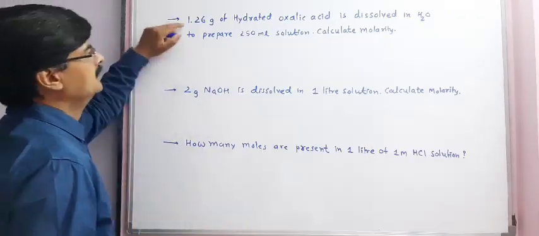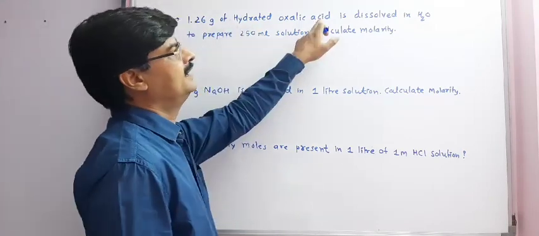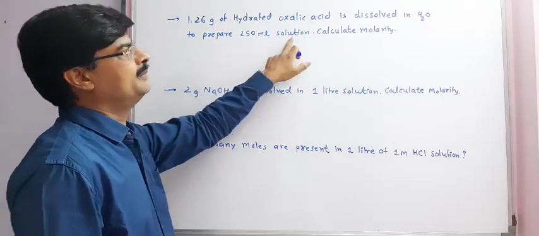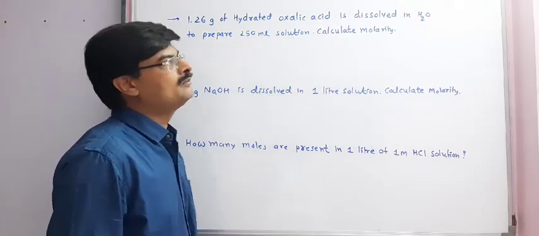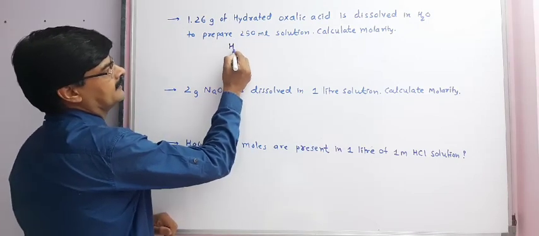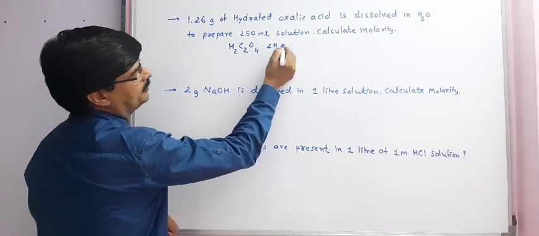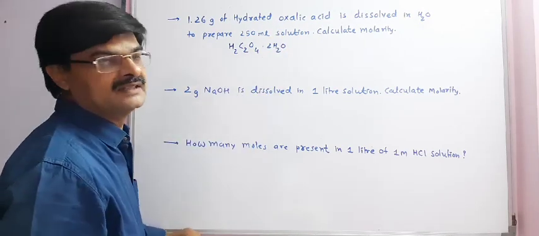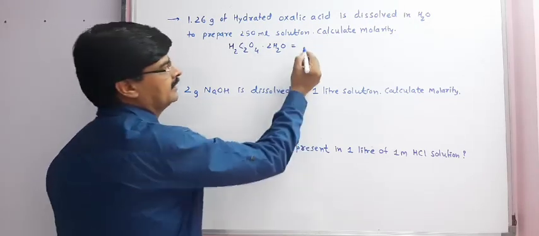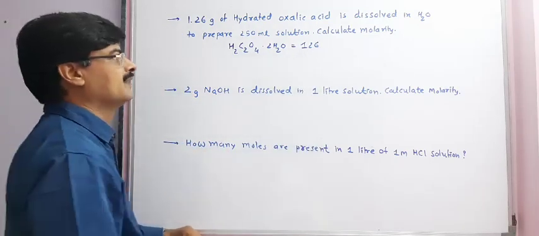In the next sum, 1.26 gram of hydrated oxalic acid is dissolved in water to prepare 250 ml solution. Calculate molarity, capital M. First of all, oxalic acid is H2C2O4·2H2O, because here it is hydrated oxalic acid is given. So molar mass of hydrated oxalic acid is 126 gram per mole or 126 unified mass.